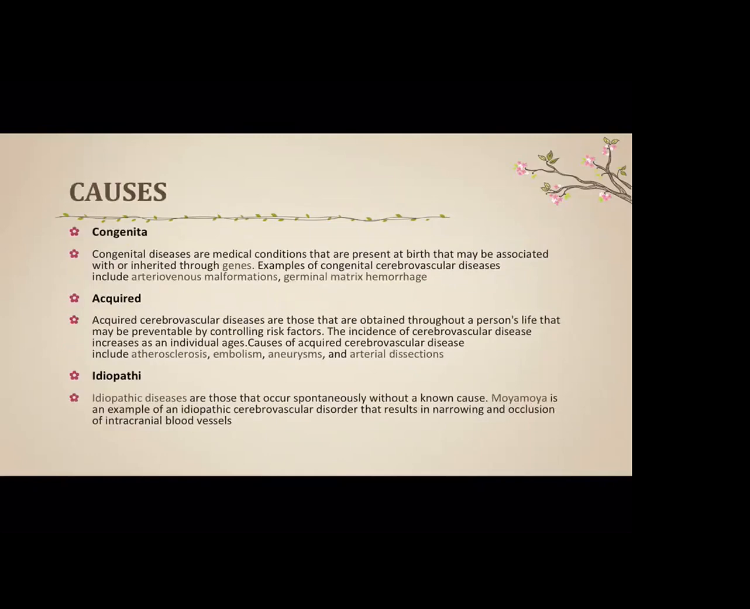And the causes, we have three types: congenital, acquired, and idiopathic. Congenital diseases are medical conditions that are present at birth that may be associated with or inherited through genes. Acquired cerebrovascular diseases are those that are obtained throughout a person's life that may be prevented by controlling risk factors. The idiopathic are those that occur spontaneously without a known cause.